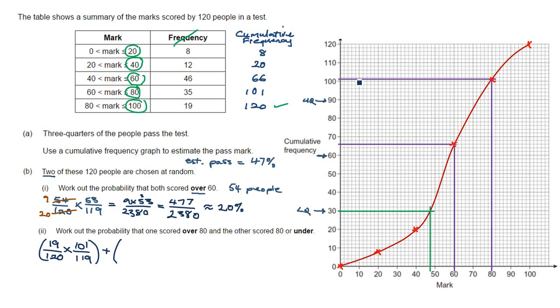So I'm going to put brackets around here and add the other scenario, which would be that my first person is actually under 80. So that would be 101 then out of 120, because he's the first person, times the second person who gets 19, but because he's the second person, 19 out of 119. Okay, so assuming my logic is correct there, I'm going to use my calculator for this.